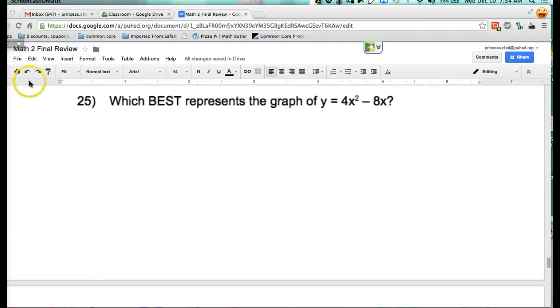Okay, so first of all, let's go ahead and copy question number 25. Ready? Go. All right, good job. Now we are done. So this one says which best represents the graph of y equals 4x squared minus 8x.